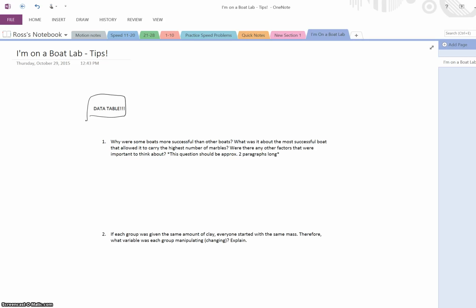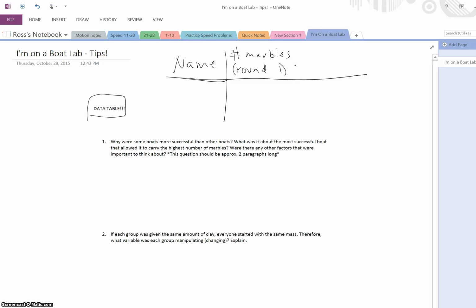So for a data table, we're recording three things. We should have a space for the name of the group. We should have a space for, see, my handwriting is not neat, so I would want it typed personally. We want the names, so the people in the group. You would want the number of marbles, round one, and number of marbles, round two.